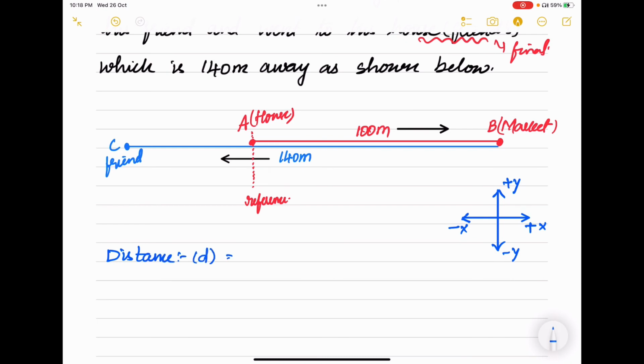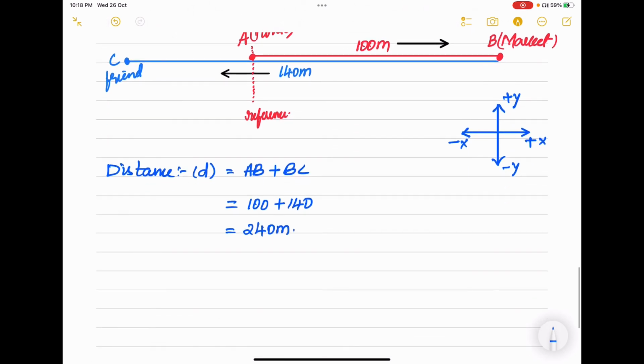Distance D is equal to the length of the path traveled, as we know. So AB plus BC, that is equal to 100 plus 140, which results in 240 meter. That is the distance traveled by the person. And now see the displacement. In the diagram we can understand that the house is the initial position and the friend's house is the final position. So you can say displacement will be from A to C, along negative x-axis.